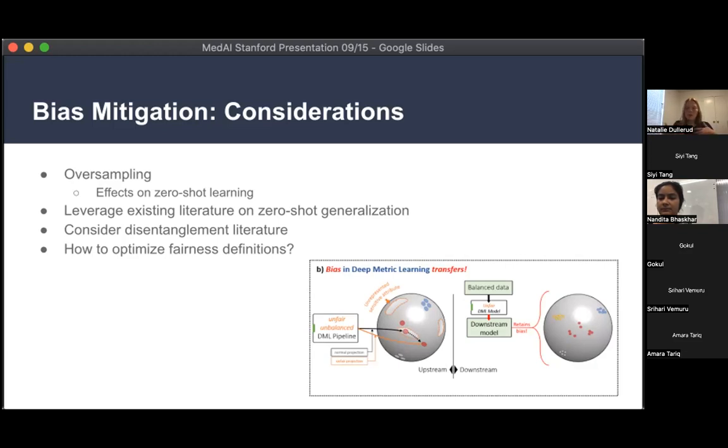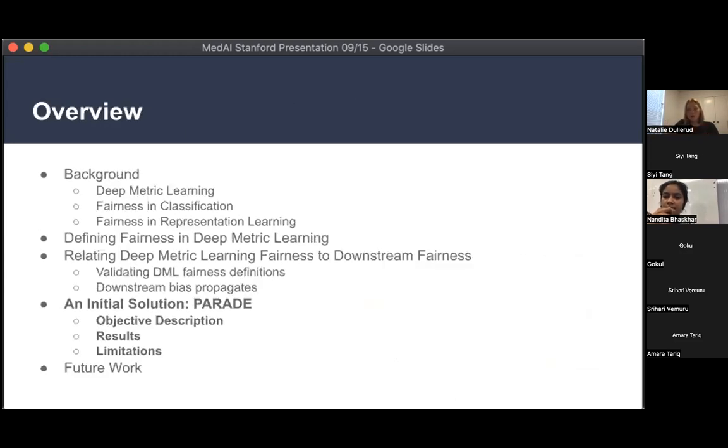So for that reason, we primarily draw from previous literature in deep metric learning, zero-shot generalization, and disentanglement literature in a variety of representation learning domains to inform our idea. And finally, we think about how we can optimize our fairness definitions. And so we want to try to equalize metrics across subgroups, as we discussed earlier. So now I'll introduce an initial proposal for boosting fairness in deep metric learning spaces and discuss some of our results, both upstream and downstream.